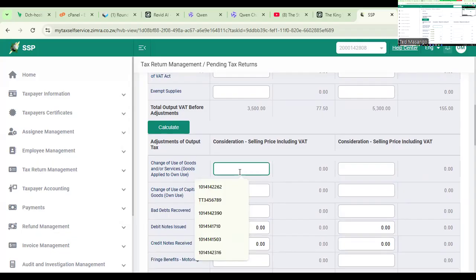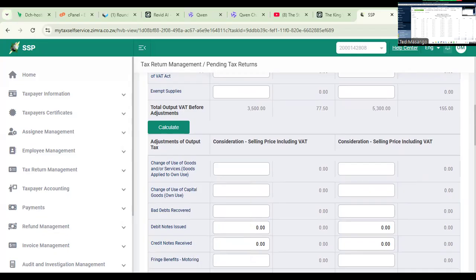You should have a fiscal tax invoice for that. What we're simply calling a fiscal tax invoice, let me share that. Should be something like this.